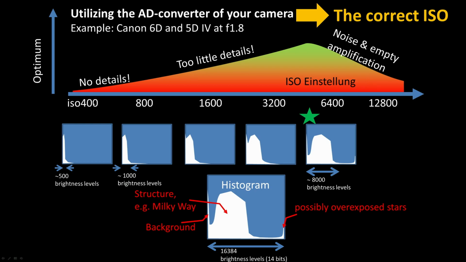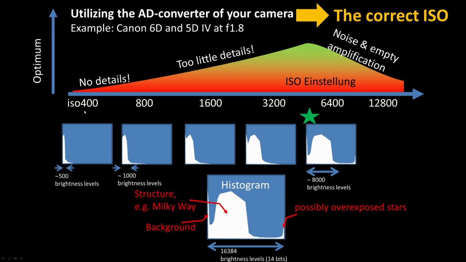At ISO 400, you have almost no information in the picture. It's too dark. Then you increase your ISO and you get more and more light. Then you have an optimum, but then it goes down again, and I'm going to explain that in a moment. Basically, if you increase beyond that point, you don't get more information into the image. All you're doing is amplifying your missing information, and you're increasing the noise in the image.